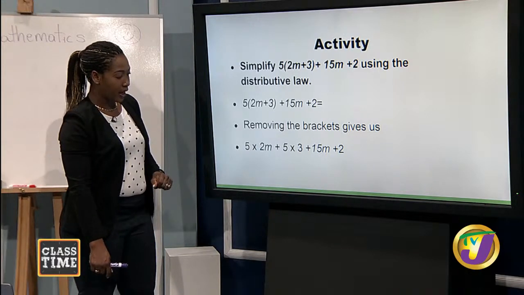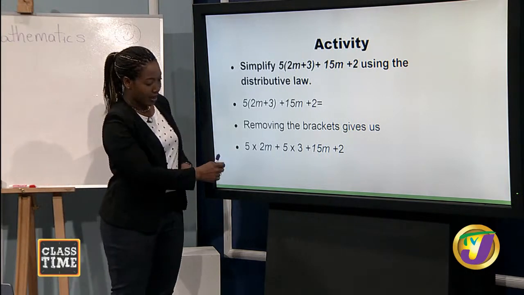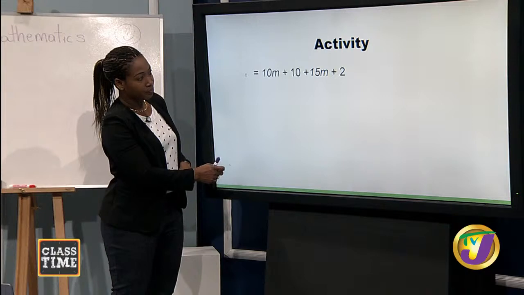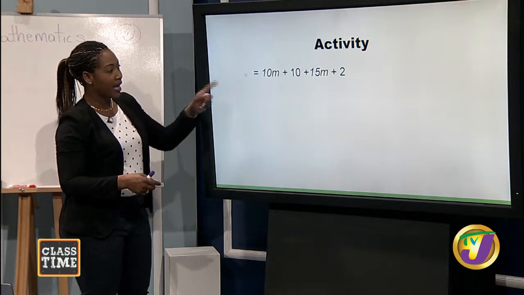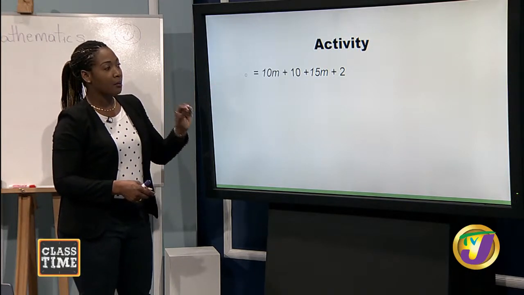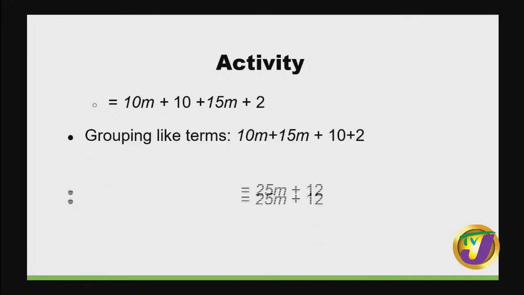Now, what do we do here after we open up the bracket, remove the bracket, or distribute 5 throughout that bracket? We will simplify. We'll combine like terms. So 10m plus 10 plus 15m plus 2. We're going to regroup them. And you realize that it's easier if you work by putting your like terms together. It's smoother on your eyes and it's easier to make the calculations. So 10m plus 15m gives us 25m, and then you have 10 plus 2 gives us 12.